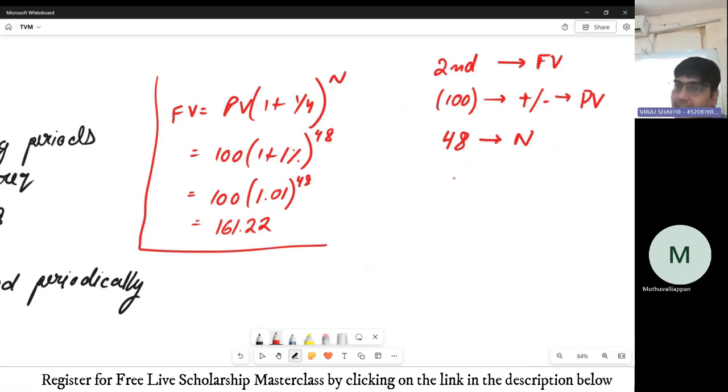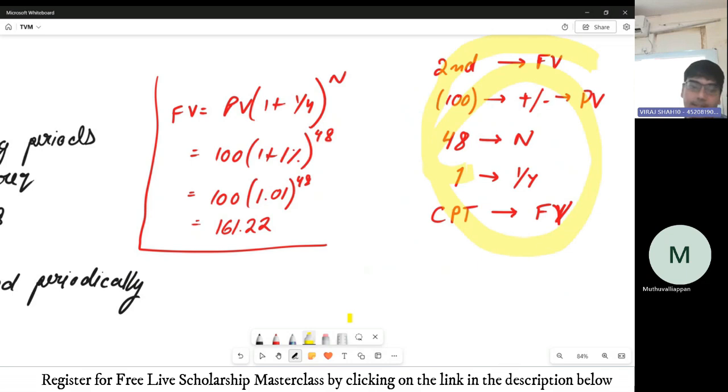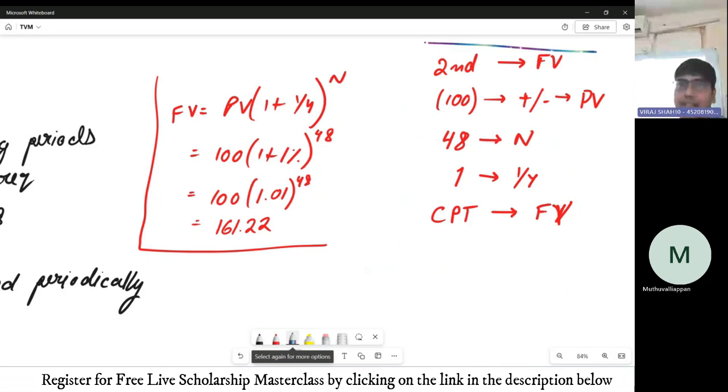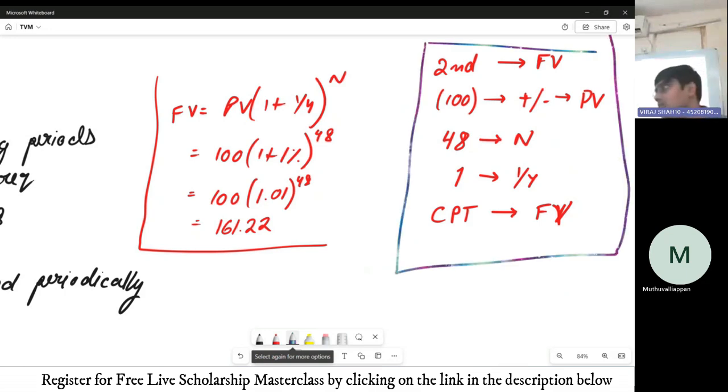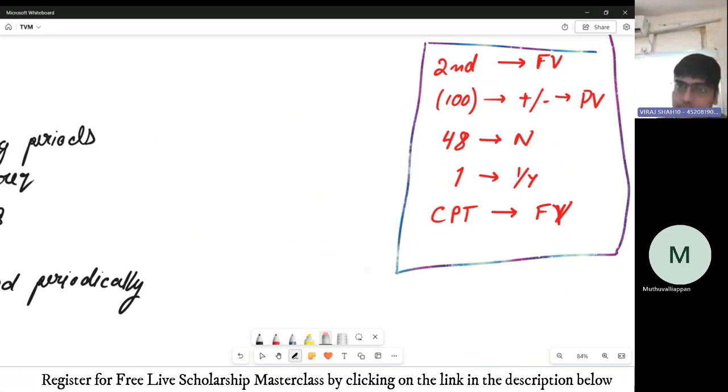What is our I by Y? I by Y is 1. So 1 and then press I by Y. And then we need to compute what? We need to compute future value. So we press CPT and then we press FV. So this is your calculator का functioning of how you calculate FV. ये copy कर लीजिए आपके copy में so that you don't forget it later. Just copy this calculator part in your copy so that you don't forget it later. Done, Bharat? हो गया? ठीक है.